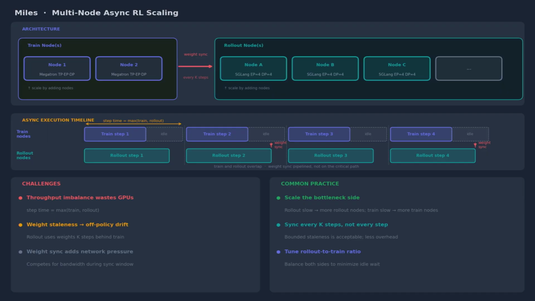So with these challenges, we want to have some common sense as we design the scaling. The first thing is we want to scale out the bottleneck phase as much as possible. In this case, the rollout phase is the bottleneck, so we want to add more rollout nodes. Second, we don't want to sync weight every step. Probably we want to sync every several steps. That will reduce the time. And third, we want to optimize the rollout to train ratio to minimize the idle time.